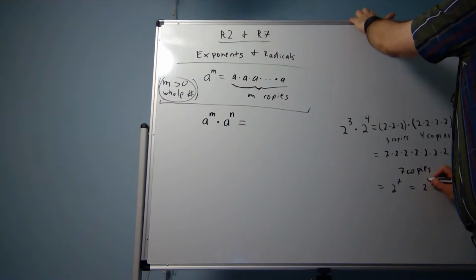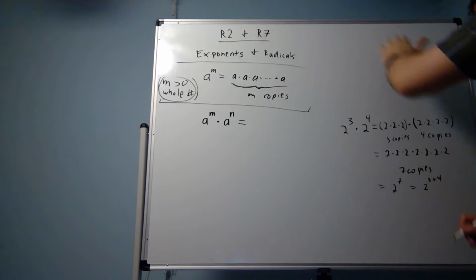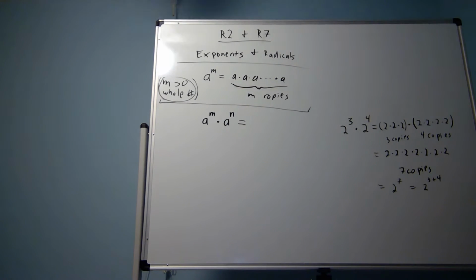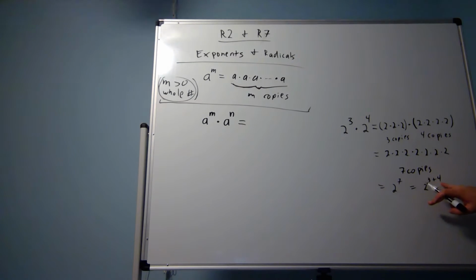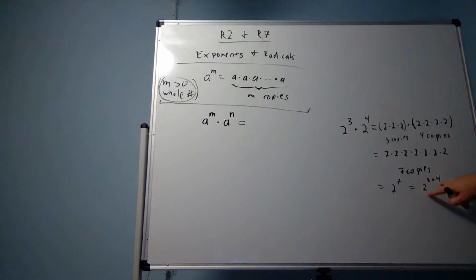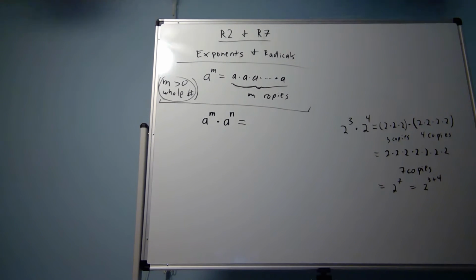So literally, how many copies do we have? We add up how many copies there are. So 2 cubed times 2 to the 4th is 2 to the 3 plus 4 power, because there are 3 copies of 2 times 4 copies of 2. So that's literally the idea.